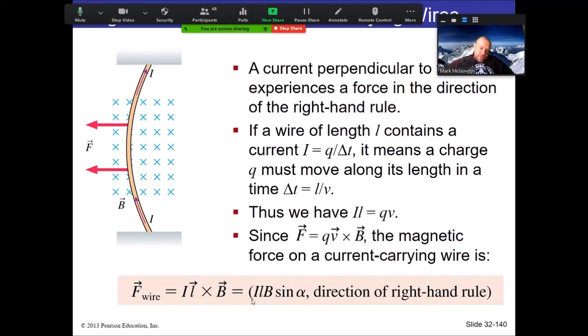And so we have this expression here now for the force. You need to know what the current is, and you need to know what the length of wire that you're considering.